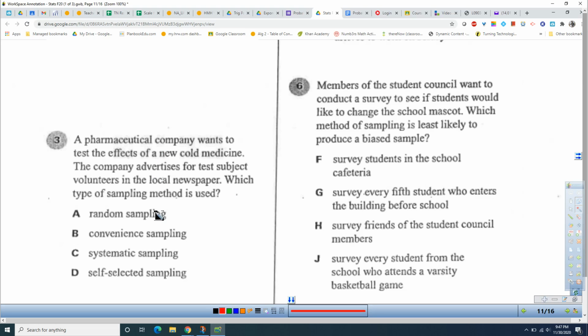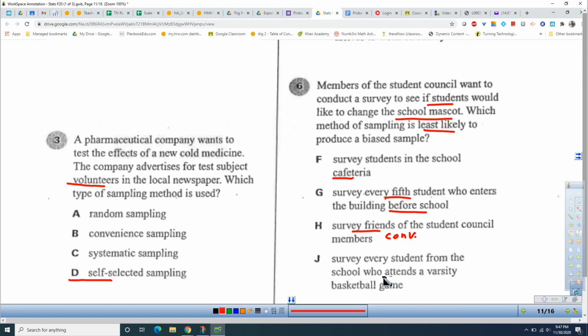Okay. Pharmacy. Okay. Local newspaper. Okay. Where's the key word? Volunteer. Self-selected. Okay, I'm just trying to pick up the pace a little bit here. We got a school. I'm changing the mascot. School mascot. So we want to see all of our students, right? Okay, least likely, it's not perfect, bias the sample. So survey students in the cafeteria, that's not bad. Every 5th student who enters the school, that seems like a systematic. Survey your friends, oh, that's definitely convenience, right? That's going to produce bias.